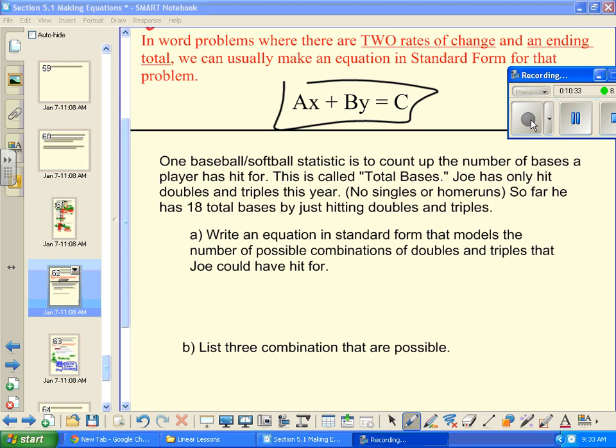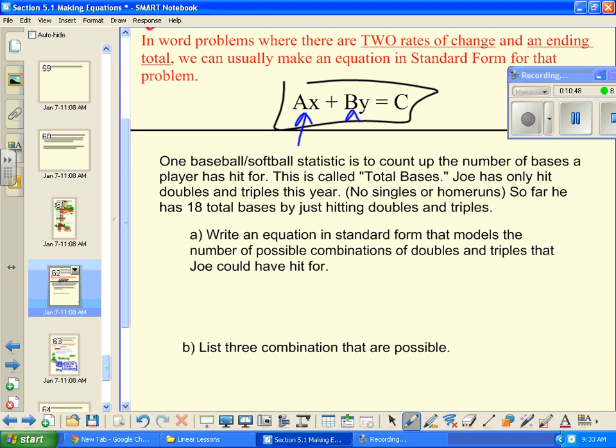But we're going to make an equation that would model this. Let's say Joe has only hit doubles and triples, and he's got 18 total bases so far. What's a combination of doubles and triples he could have hit to get to 18? Well, an equation like this has 2 rates of change. Those are going to go in for A and B, and then usually some kind of total amount will be C. In this problem, the total number of bases we're talking about is 18. He needs to equal 18 bases total, however many doubles and triples he's hit. It all has to add up to 18. So that's my total amount, and that's going to go in for C.